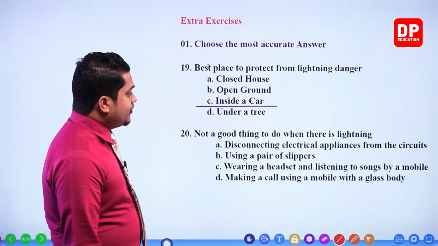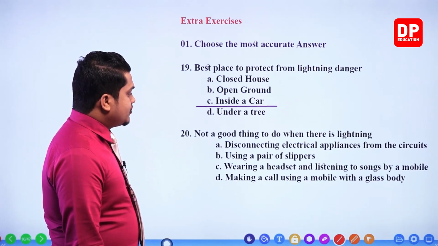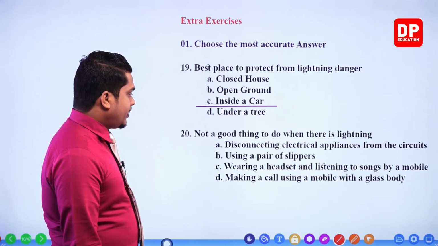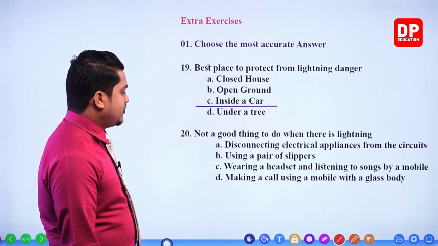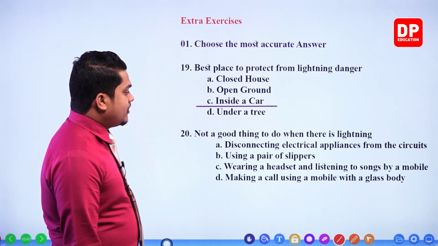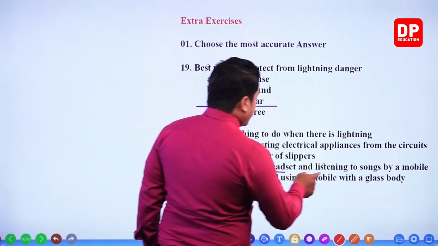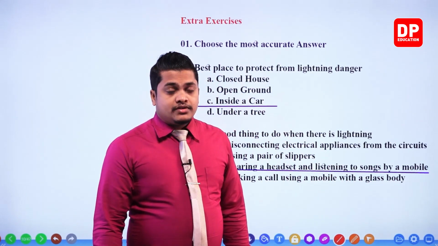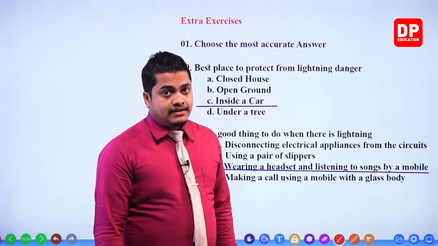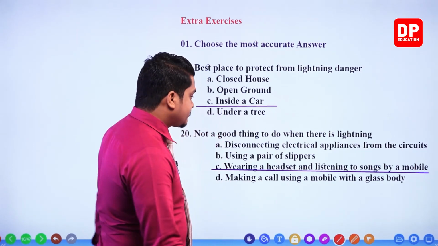Not a good thing to do when there is lightning: disconnecting electrical appliances from the circuits, it's correct. Using a pair of slippers, correct. Wearing a headset listening to songs by a mobile. Making a call using mobile with a glass body. It's not wise to use a headset because these things are wires. Wires means conductors, my dear children. So there's a high probability of a risk of electric discharges, right? Next one.